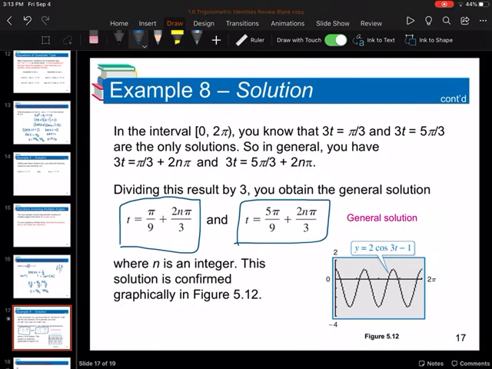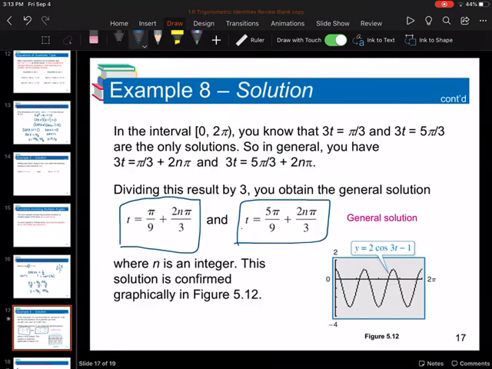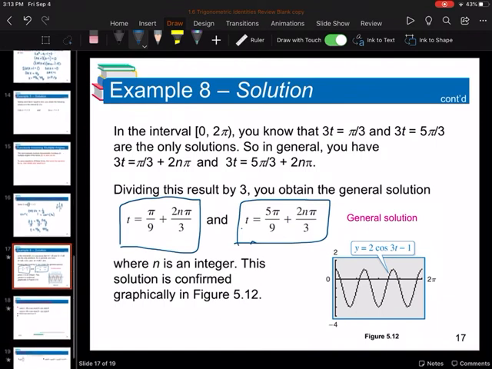The reason it's divided by 3 is because of the 3 in front of the t from up here. So we had 3t is equal to both of the unit circle values, and then those unit circle values are going to repeat in terms of thirds because it's now a much faster cycle. If you recall from last year, that is one of those transformations in which the cosine's period has been shrunk and it occurs more frequently.